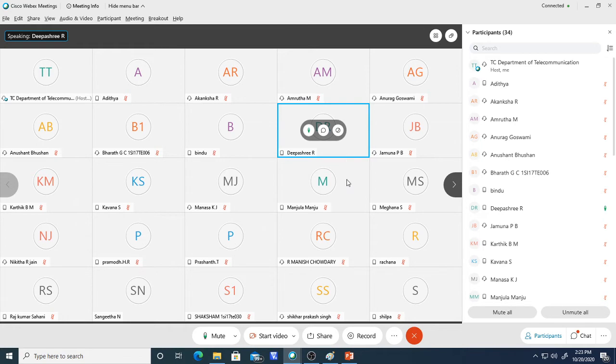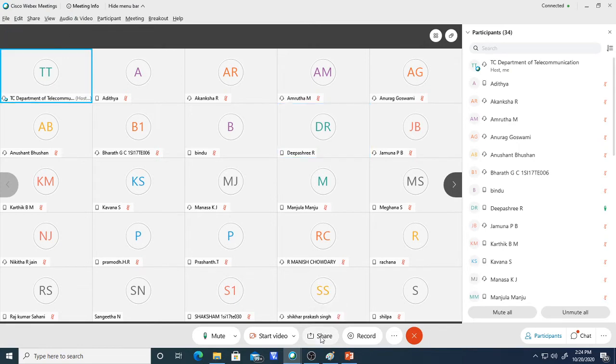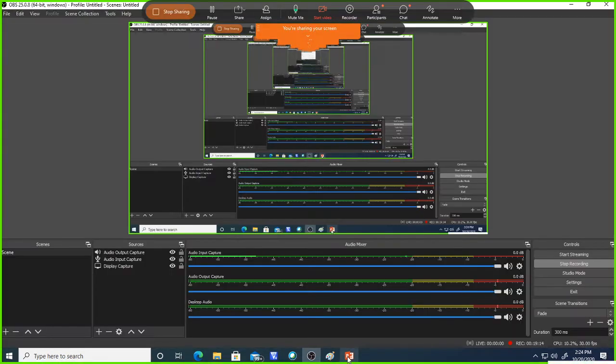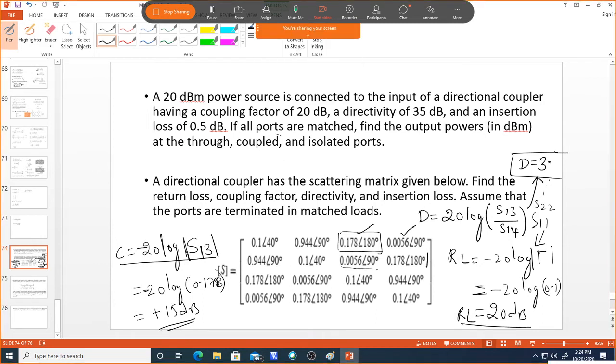The 30.04. So how much is the value you are getting? 30.04. Okay. So around 30.04 dB. So this is the directivity. So did anybody get the same answer or any different one?